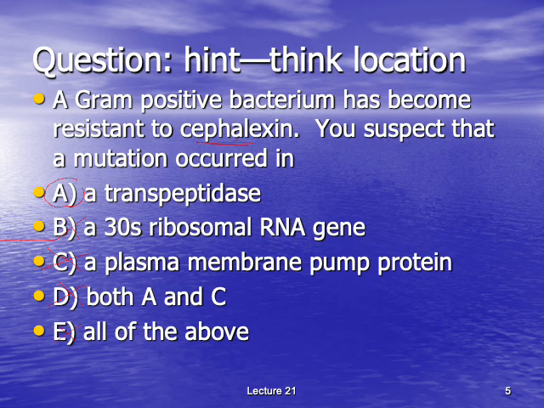Okay. So just remember location. Where does the antibiotic need to work? If it needs to work in the cytoplasm, then yes, a plasma membrane pump, if it's mutated, would make that cell antibiotic resistant. But if the antibiotic works outside the plasma membrane, the pump isn't going to affect resistance or sensitivity. Think location, location, location. Just like if you're going to set up a store in a town.